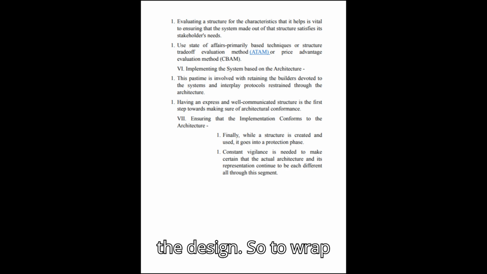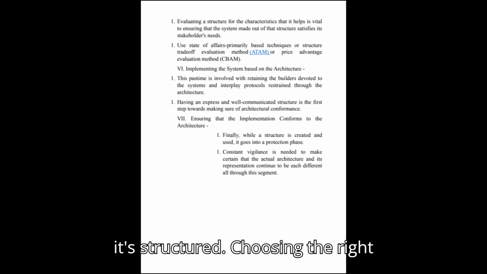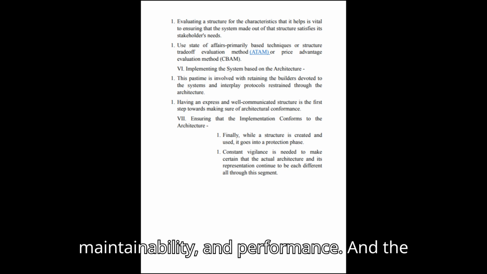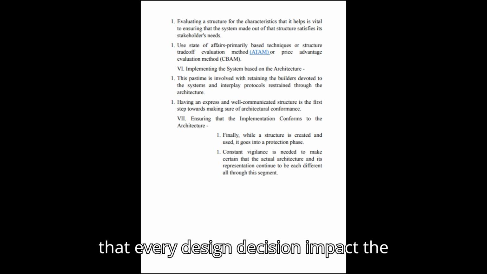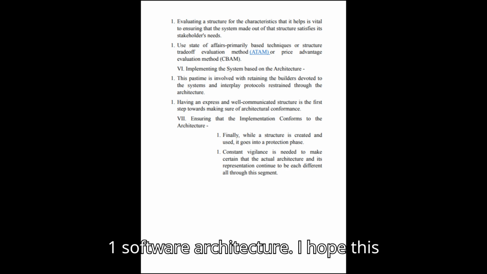So, to wrap up, SDLC defines how we build software. Architecture defines how it's structured. Choosing the right pattern ensures scalability, maintainability, and performance. And the architecture business cycle reminds us that every design decision impacts the business too. That's all for Unit 1 Software Architecture.